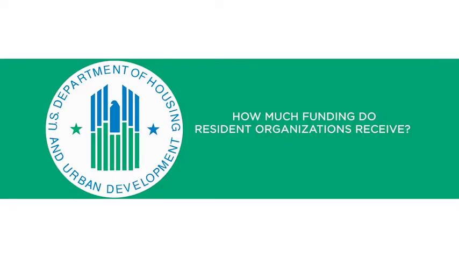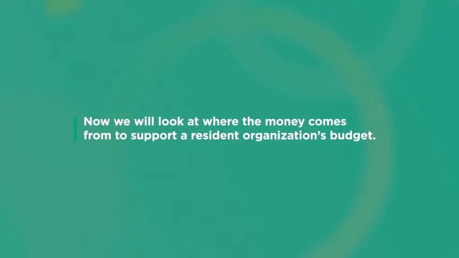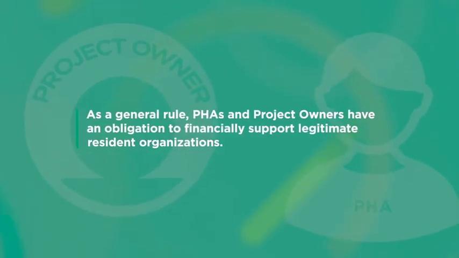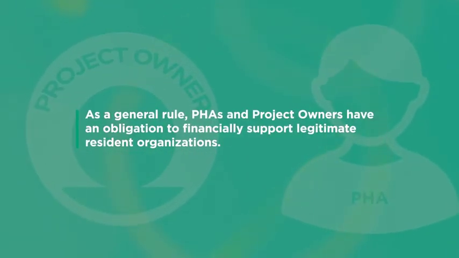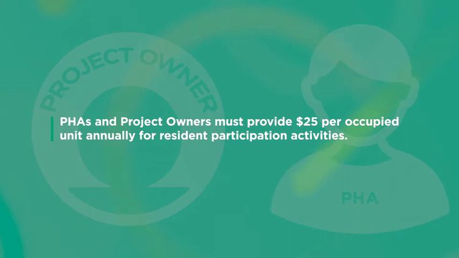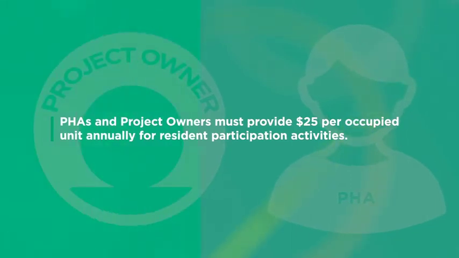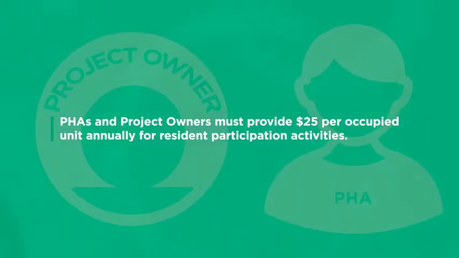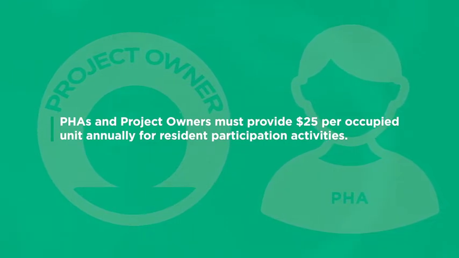How much funding do resident organizations receive? Now we will look at where the money comes from to support a resident organization's budget. As a general rule, PHAs and project owners have an obligation to financially support legitimate resident organizations. PHAs and project owners must provide $25 per occupied unit annually for resident participation activities. The $25 per unit is then split for 2 different purposes.